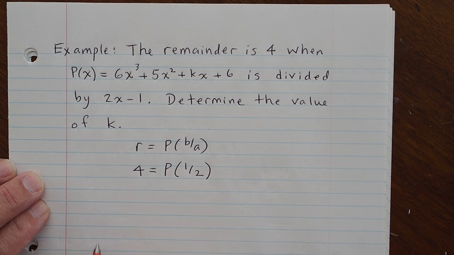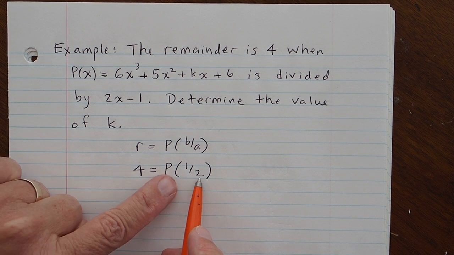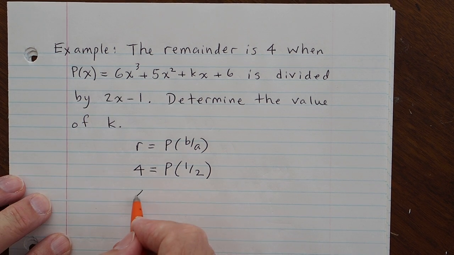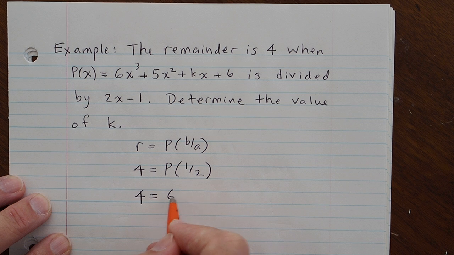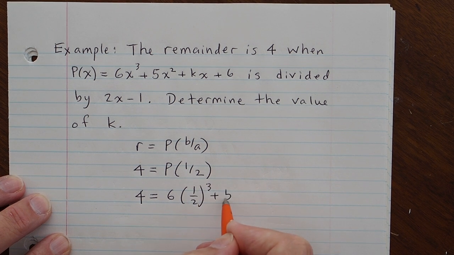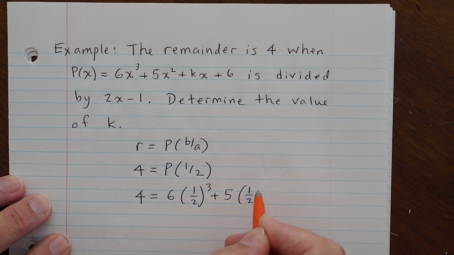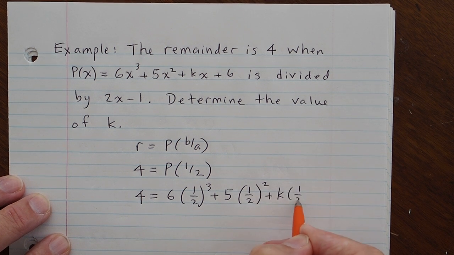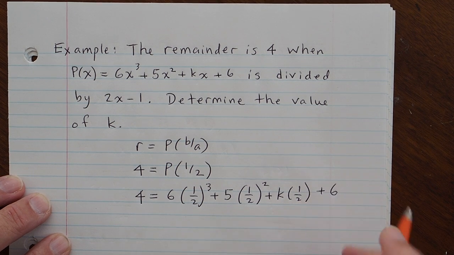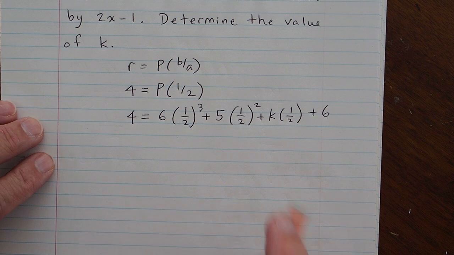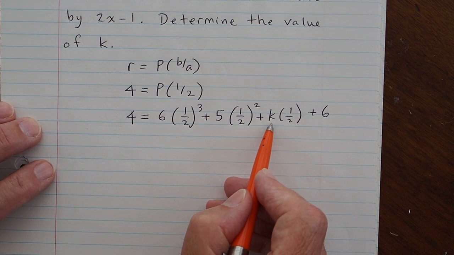And we just solve the equation. So if I take this 1/2 and put it in for every occurrence of x up here, I'm going to get that 4 equals 6 times 1/2 cubed plus 5 times 1/2 squared plus k times 1/2 plus 6. Notice that k is the only letter which occurs in this equation. We should be able to solve for k.